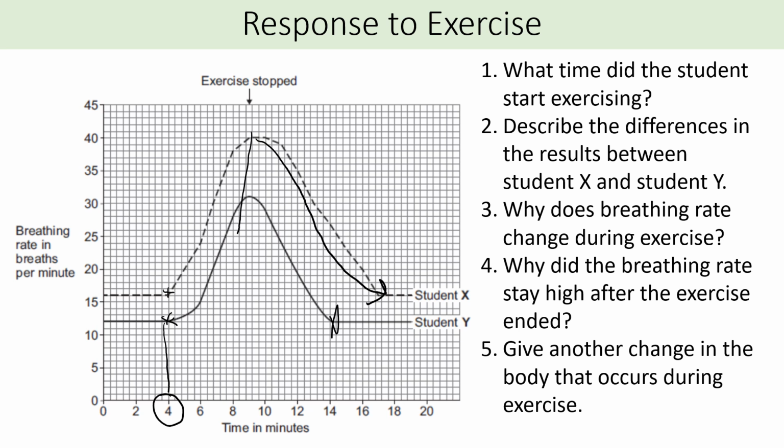Then it says, why did the breathing rate stay high after the exercise ended? So exercise has ended here, but we need to try and remove the products of respiration out of our blood. Carbon dioxide is made during this. Carbon dioxide can be toxic in our blood, so we need to get it to the lungs so that we can breathe it out. We could also have had some anaerobic respiration in which lactic acid is made, so we need to provide oxygen to break down that lactic acid.